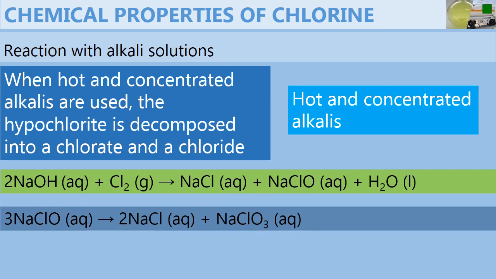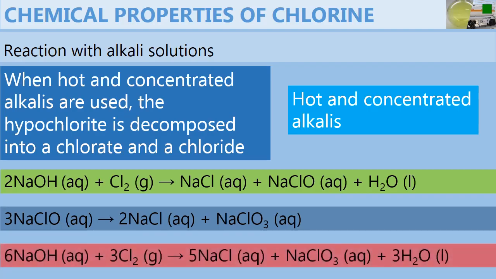So the overall reaction would be as follows. When it is hot and concentrated, sodium hydroxide reacts with chlorine to form sodium chloride, sodium chlorate, and water. That is obtained by combining these first two equations.